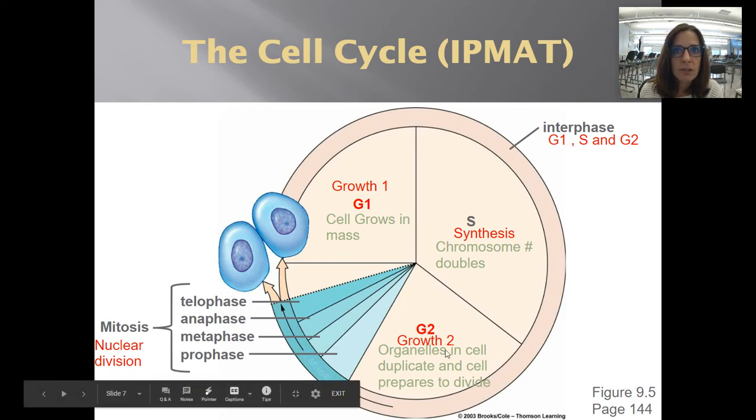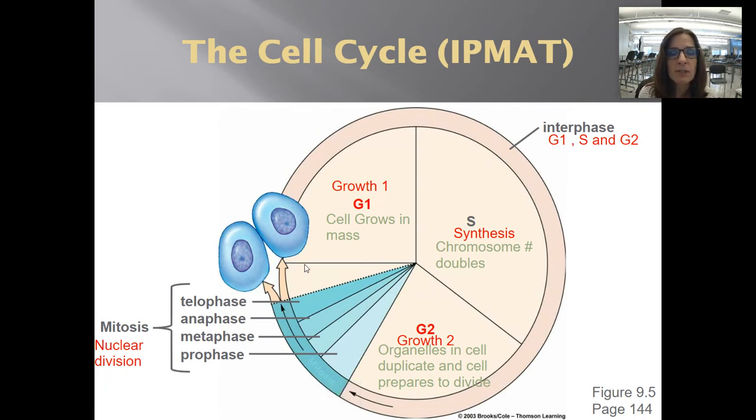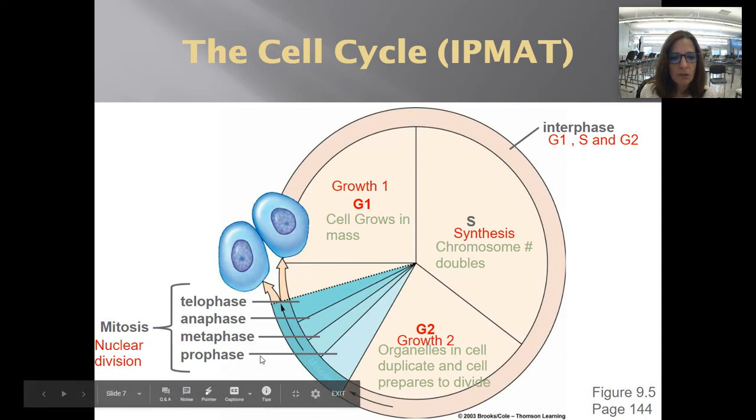And then in G2, the cell is doubling everything else in its cytoplasm, like the Golgi body and the ER and mitochondria, and all that other stuff is getting doubled. And then finally, the cell's going to go through mitosis. So mitosis is this blue part. And remember, mitosis is nuclear division, so the division of the nucleus. And then it goes through something called cytokinesis, which is the division of the cytoplasm. So there's 4 different parts, which we'll go into: prophase, metaphase, anaphase, and telophase.